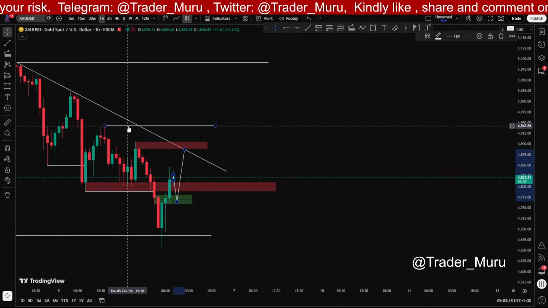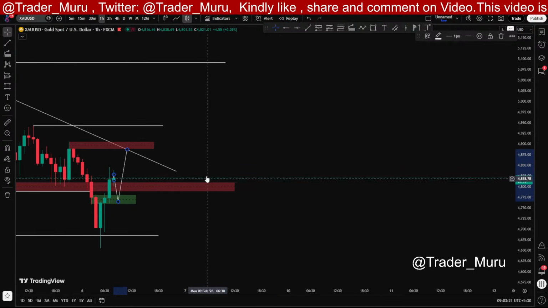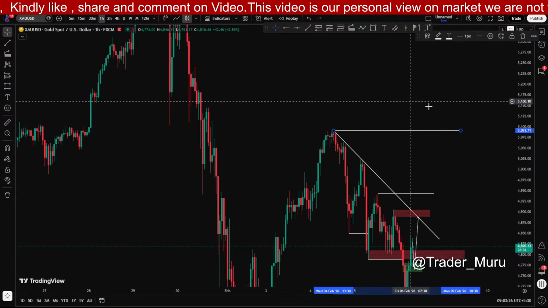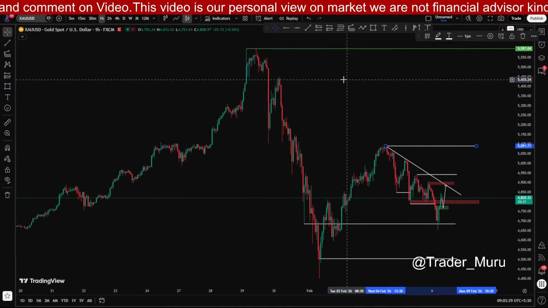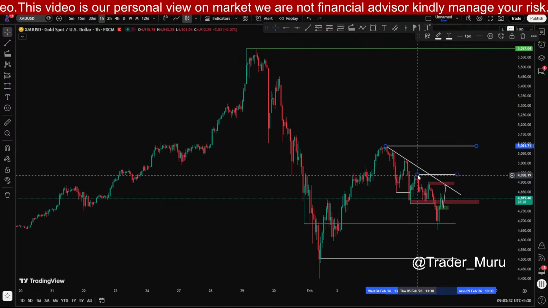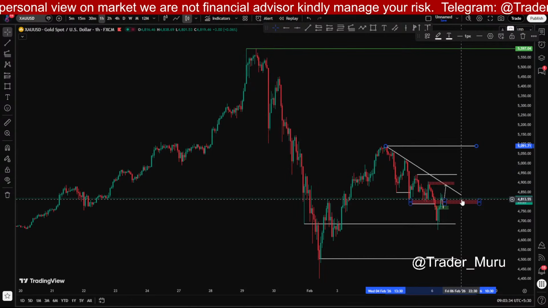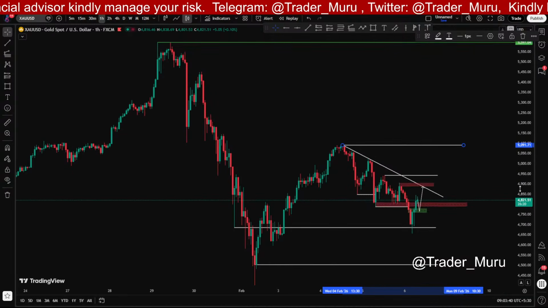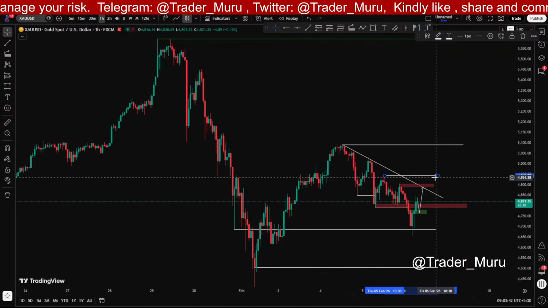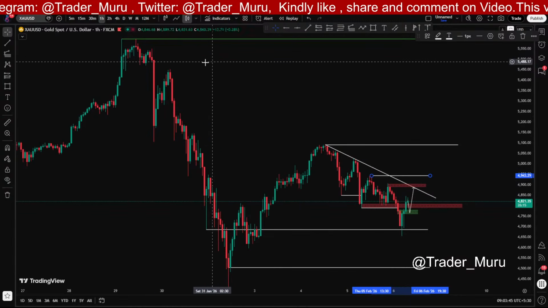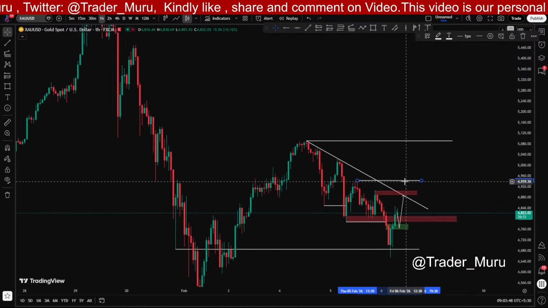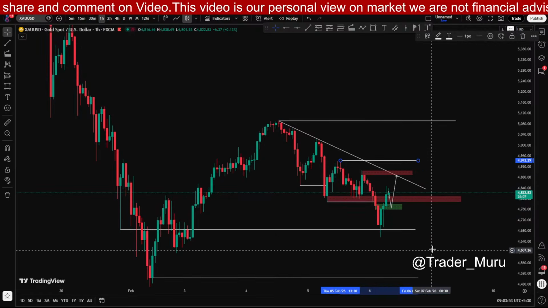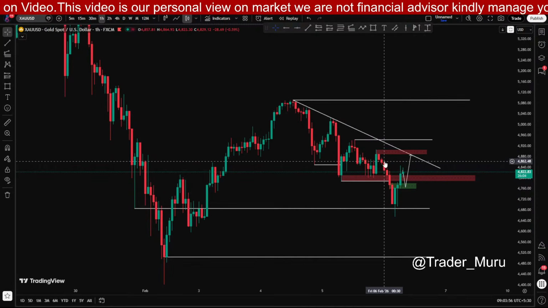And the 1 hour change of character at this QML area will be the confirmation for the continuation towards 5000 and 5500. So this area is important. If this flips, then we are good to go near about 5000, then 5500. So watch this area closely here. This change of character will act as a reversal sign for gold. This is why this area is very much important. Till then, we are still watching for short from these two areas.